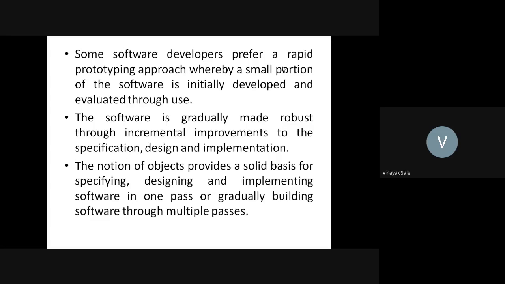Some software developers prefer a rapid prototyping approach, whereby a small portion of the software is initially developed and evaluated through use. Software is gradually made robust through incremental improvements to specification, design, and implementation. The notation of objects provides a solid basis for specifying, designing, and implementing software in one pass, or gradually building software through multiple passes.